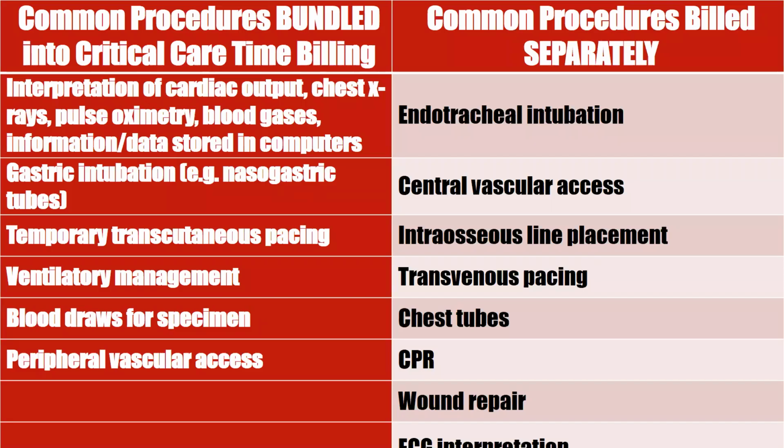And here's a table of some procedures that are bundled into critical care. So all of these things count in your critical care time. Some of these things are separate, right? So he was talking about CPR. CPR is a separate procedure, so that would be billed separately from critical care, and that would not count in your critical care time. Same with some more common ones, like when you're intubating or putting in central lines, the time spent doing those procedures does not count for your critical care time. Does that make sense?